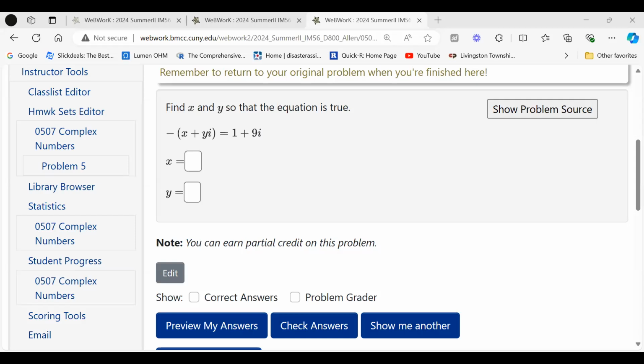So any complex number could be written as this: a plus bi. You have a real part and then a complex part.